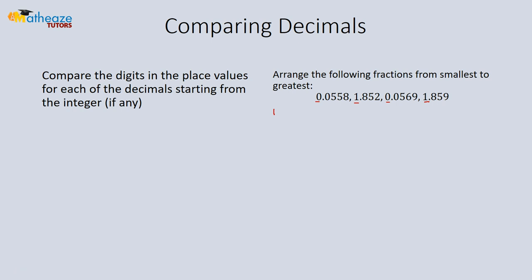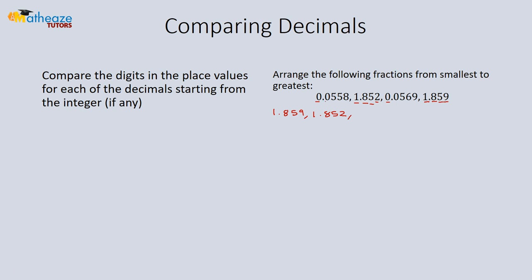So now let's compare the ones that have a 1. We have an 8 and an 8. That's similar. We have a 5 here and we have a 5 here. They're equal. And then now we have a 2 here and we have a 9. 9 is greater than 2. So 1.859 is going to be the greatest, followed by 1.852.